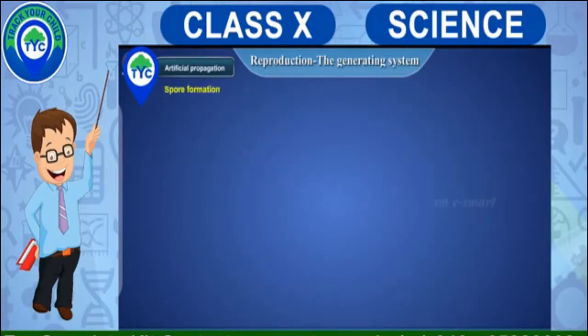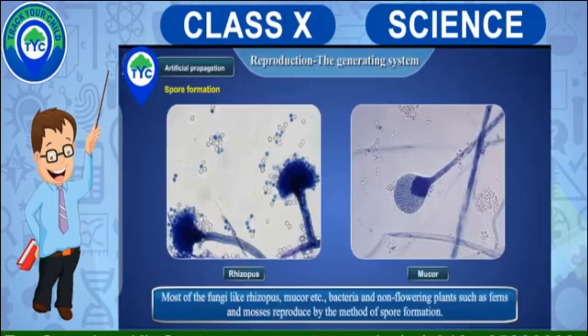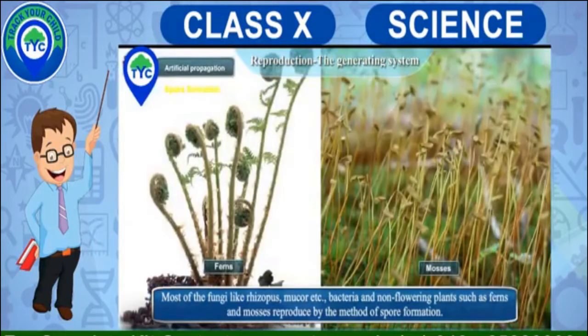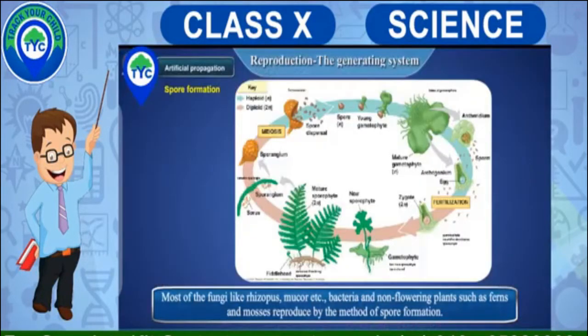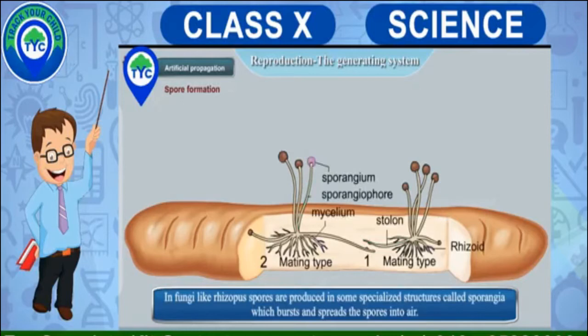Spore formation. Spore formation is a method of asexual reproduction which occurs through microscopic reproductive units called spores. Most of the fungi like Rhizopus, Mucor, etc., bacteria and non-flowering plants such as ferns and mosses reproduce by the method of spore formation. In fungi like Rhizopus, spores are produced in specialized structures called sporangia, which burst and spread the spores into the air.